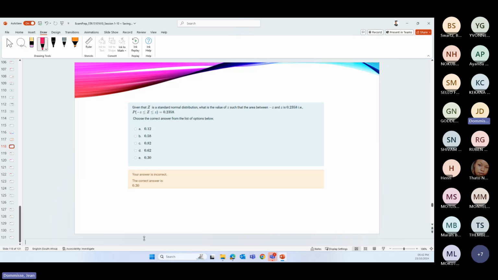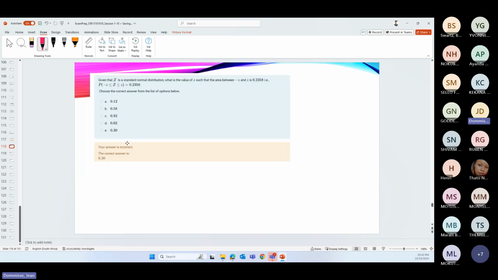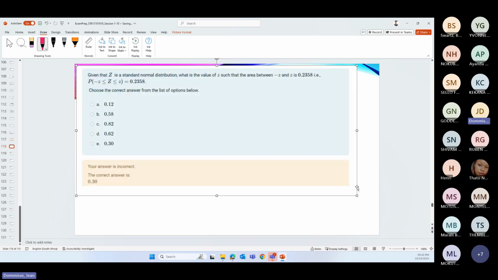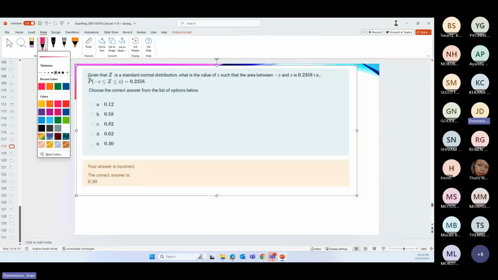Okay, then we go a bit into how to work out some of these Z numbers, and if you get a Z number, what to do, or need to get between two Z numbers. So here they tell us, given again that Z is a standard normal distribution, what is the value of Z such that the area between minus Z and Z is 0.2358?